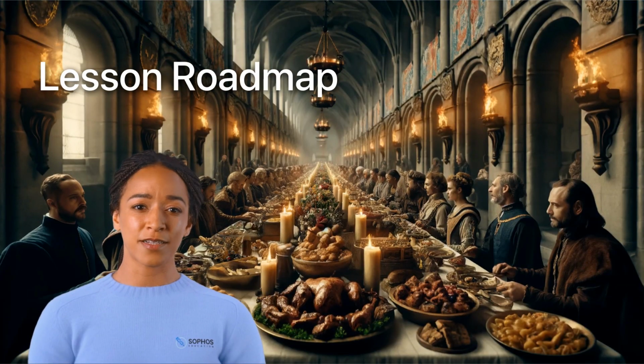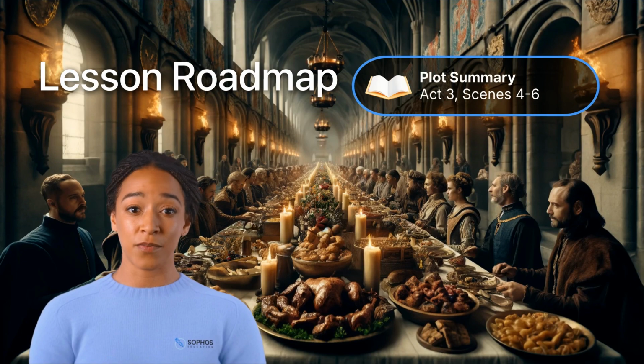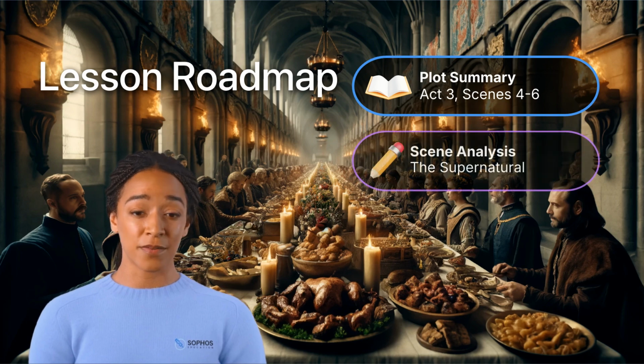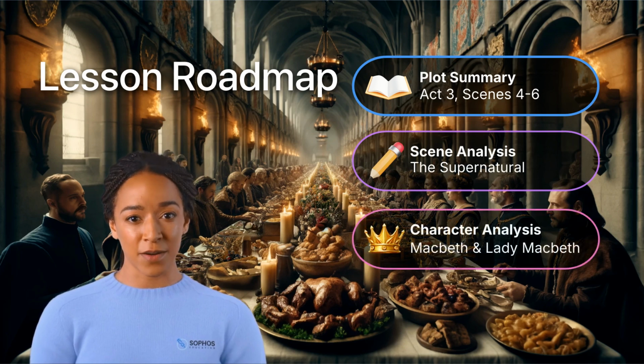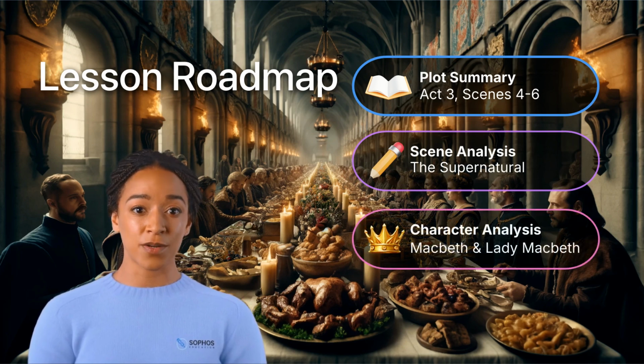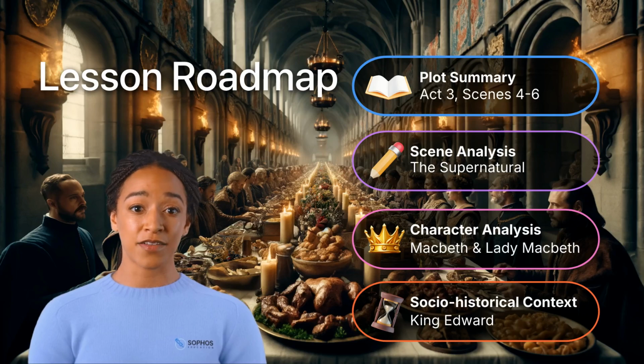In today's lesson, we'll explore Act 3 scenes 4 to 6, summarising the key events. We will then consider how Shakespeare uses supernatural elements to create a sense of dread. We will then move on to character analysis by considering Macbeth's erratic behaviour and Lady Macbeth's loss of control. Finally, we will consider the socio-historical context of King Edward.